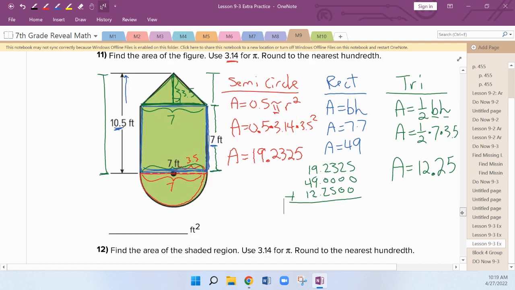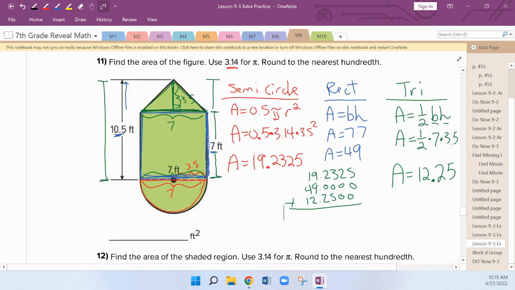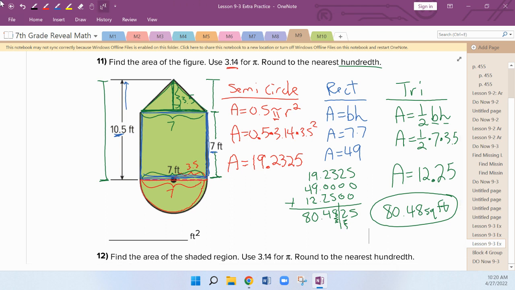And what do we get? We get a grand total of 80.4825. It says round to the nearest hundredth, so we're going to go boom. Since this is 4 or lower, we keep the 8. So the answer is 80.48, and that's square feet because area is always in square units. Bingo. A little tricky, but hopefully you're getting the hang of it.